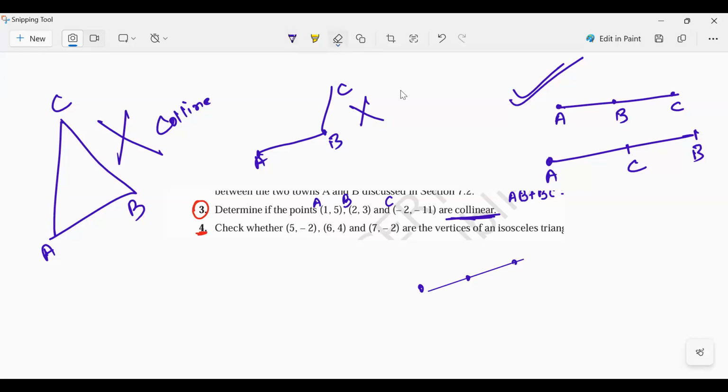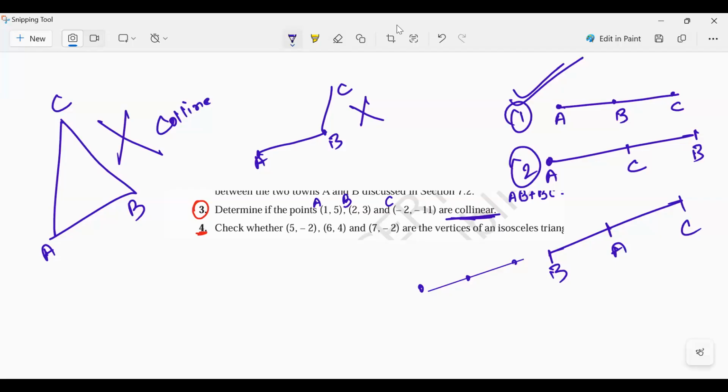Okay, so collinear we have to check. Now, the moment we are reading about collinear, three possibilities come to our mind. What three possibilities? Either the first one can be the possibility, or the second one, or the third one. The end point doesn't matter.